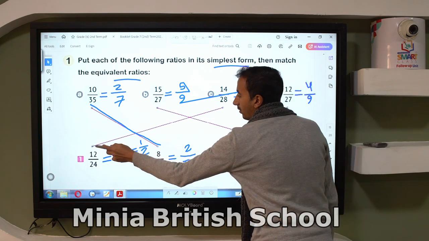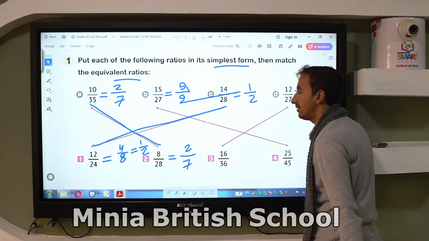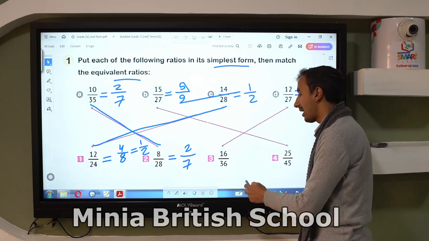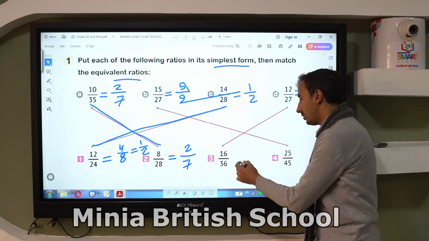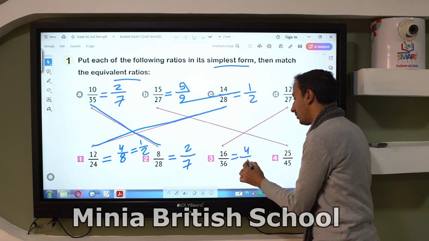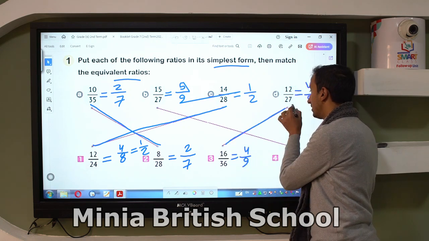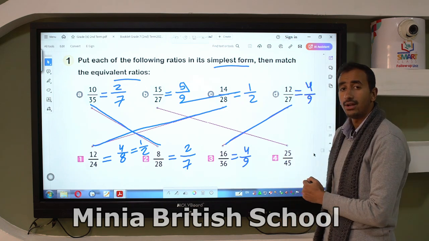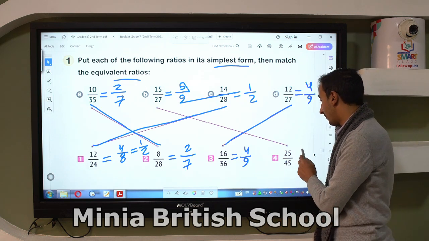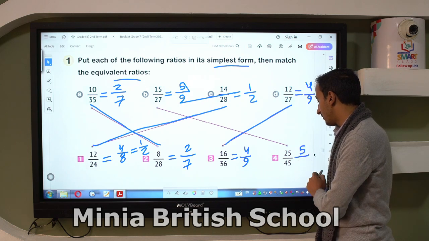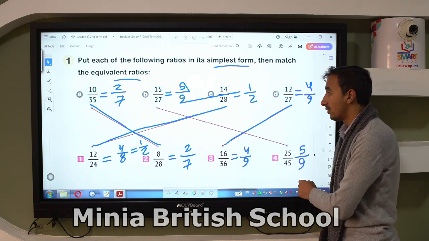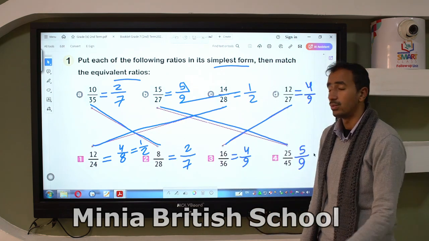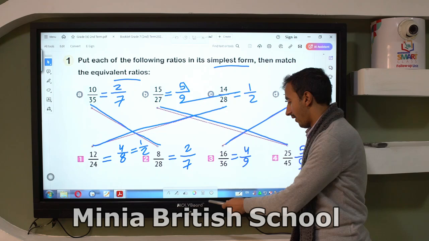And 1 over 2 as in the third term, and here 16 over 36 divisible by 4 gives 4 over 9, the third term. And the last term, 25 over 45: 25 divided by 5 is 5, and 45 divided by 5 is 9. 5 to 9 is equal to 15 to 27, equal to 25 over 45.